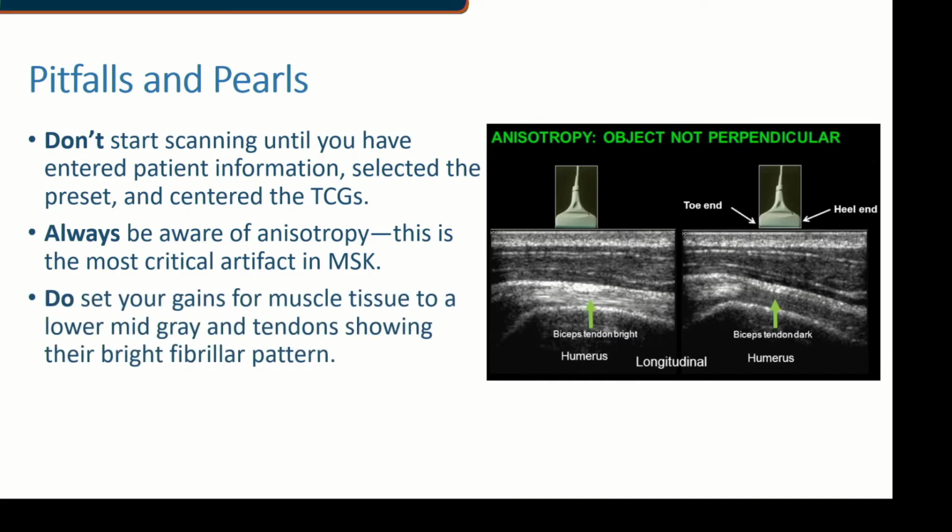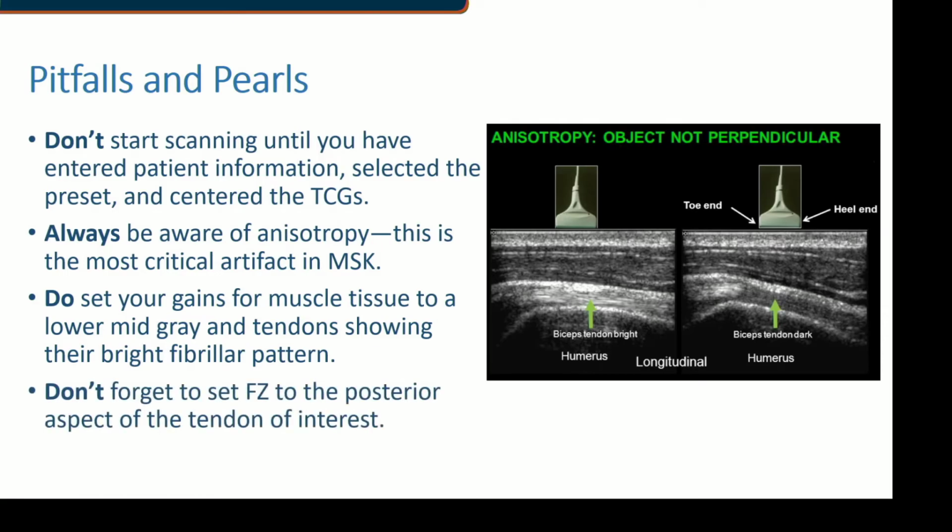Make sure that you set your gains so that the muscle tissue is at that lower mid-gray and the tendons show their bright fibrillar pattern. And don't forget to set the focal zone at the posterior aspect of the tendon of interest.